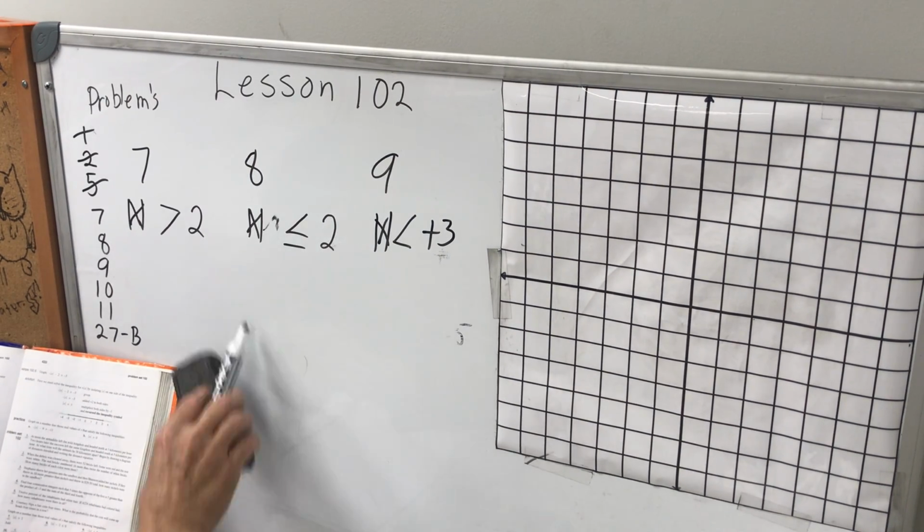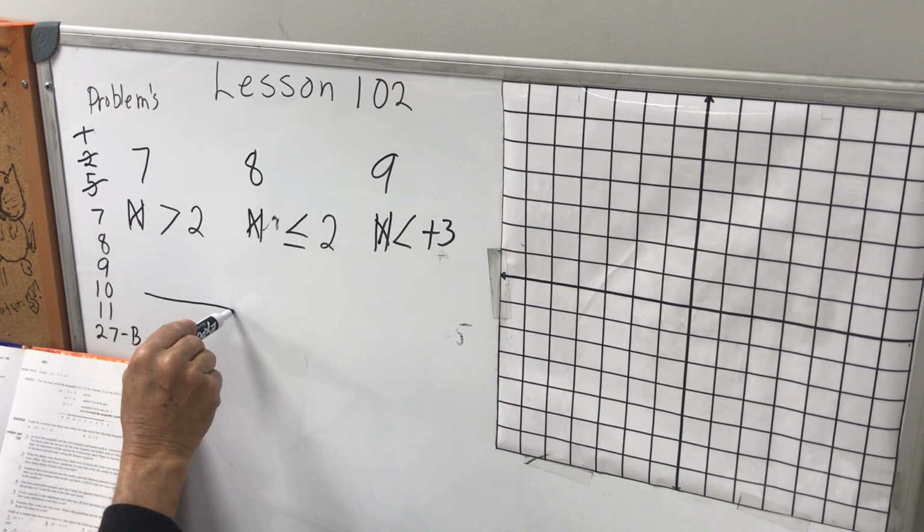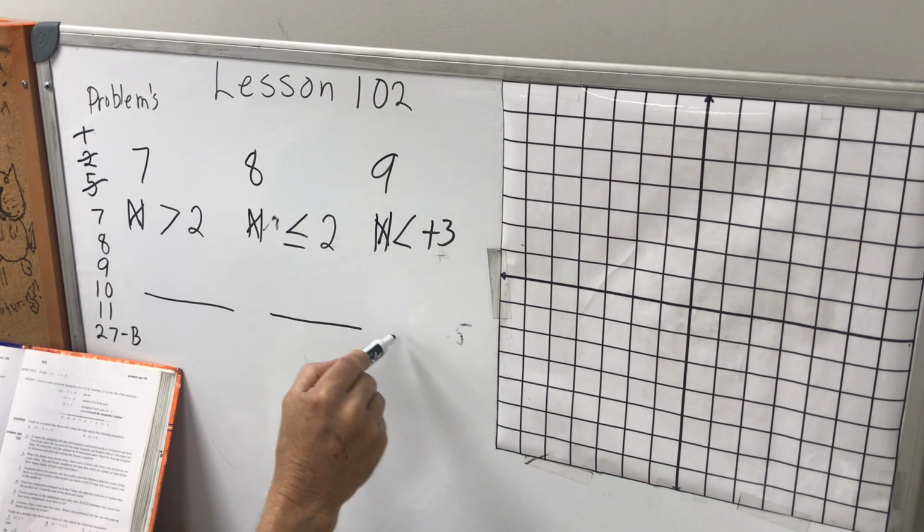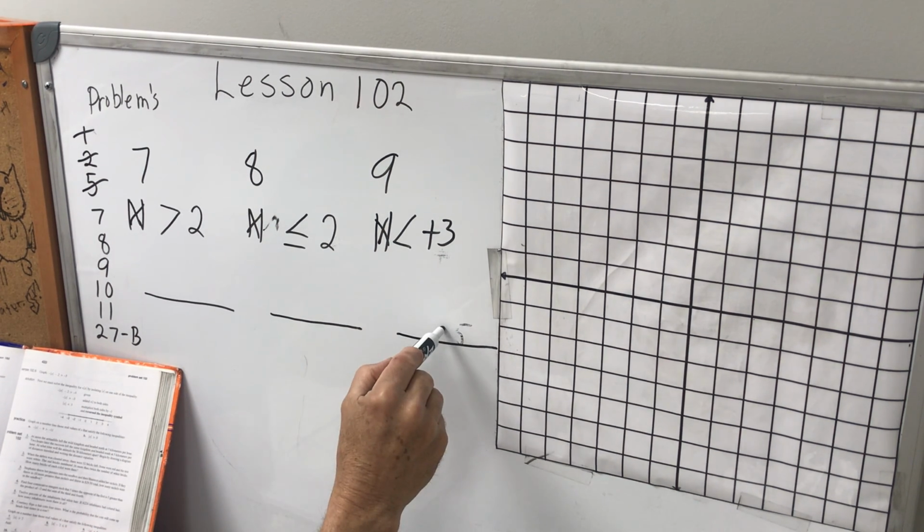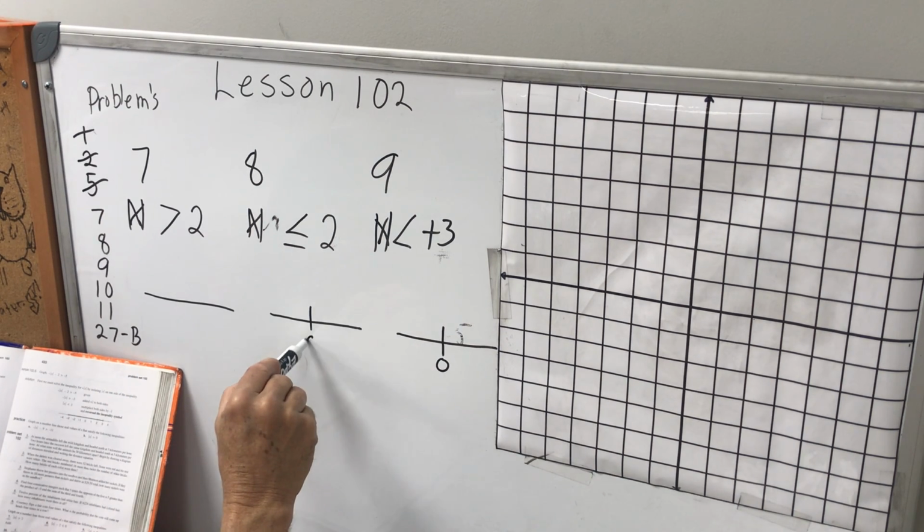Okay. Now we have these 3, so we have 3 number lines: 1, 2, and 3. It's going to take a little time.